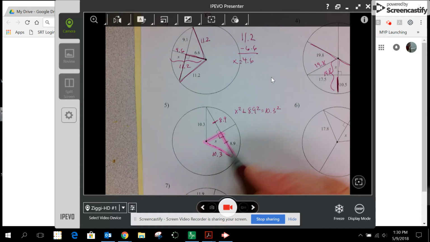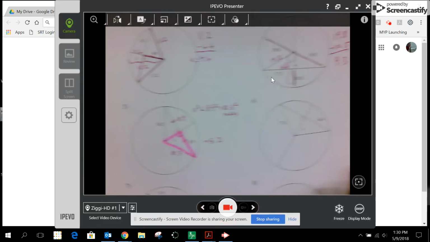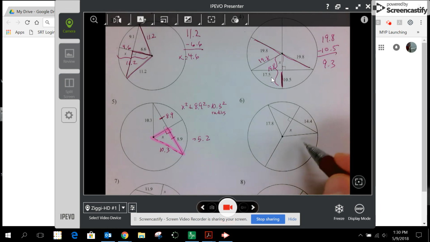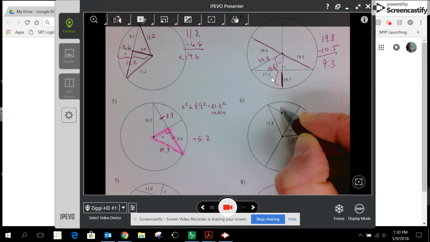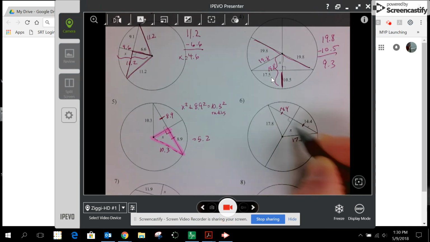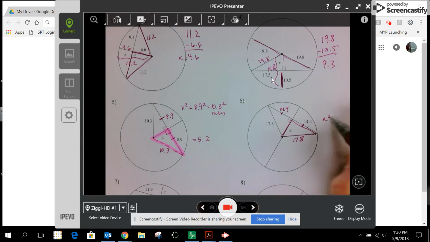They already have my triangles drawn in. Write the radius, write the radius, write the radius. That's equal to 14.4. This is 14.4. Again, Pythagorean theorem. X squared plus 14.4 squared equals 17.8 squared. I'm assuming you can do Pythagorean theorem, 10.5.